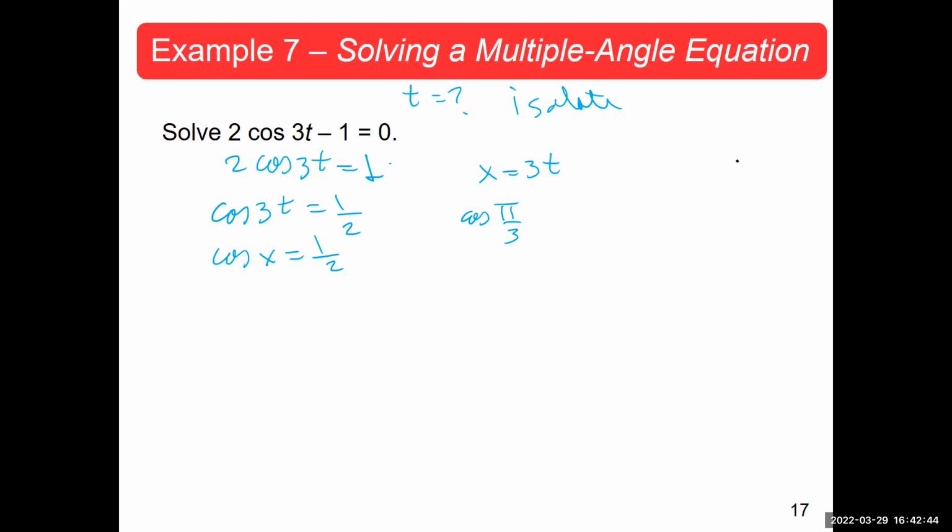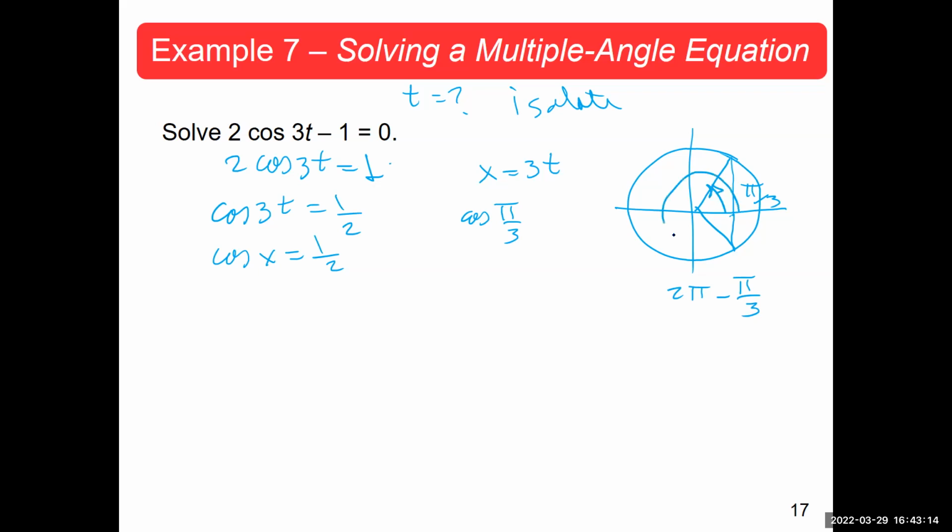Okay, we did the circle like that. This was pi over 3, and this is the cosine. We went continuously down. So this is pi over 3. We said 2 pi minus pi over 3 to give us the other angle. So this is the first angle, pi over 3. The second angle, 2 pi minus pi over 3, is 5 pi over 3.